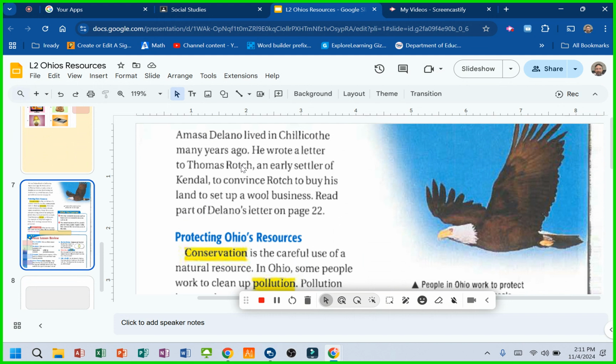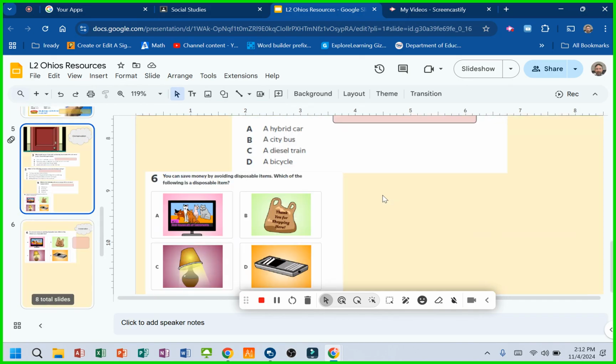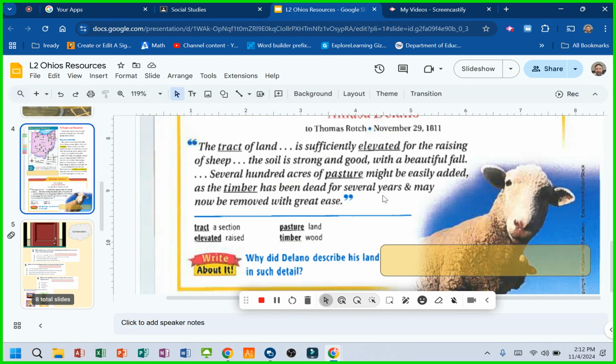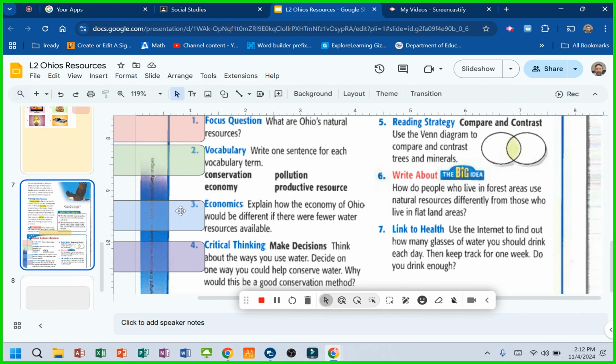Keeping this going, Amasa Delano lived in Chillicothe for many years. He wrote a letter to Thomas Roche, an early settler of Kendall, to convince Roche to buy his land to set up a wool business. Read part of Delano's letter on page 22. We did. Okay, so why did he write the letter? It just said. I'm not going to repeat it, okay?